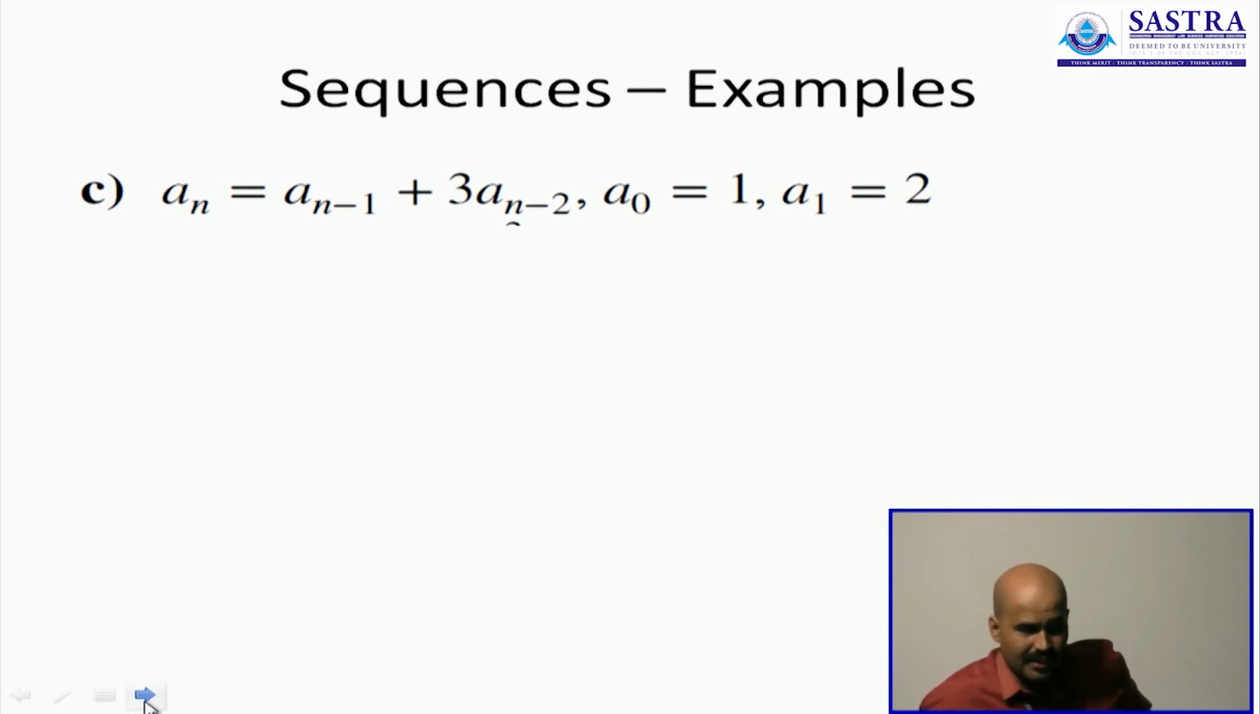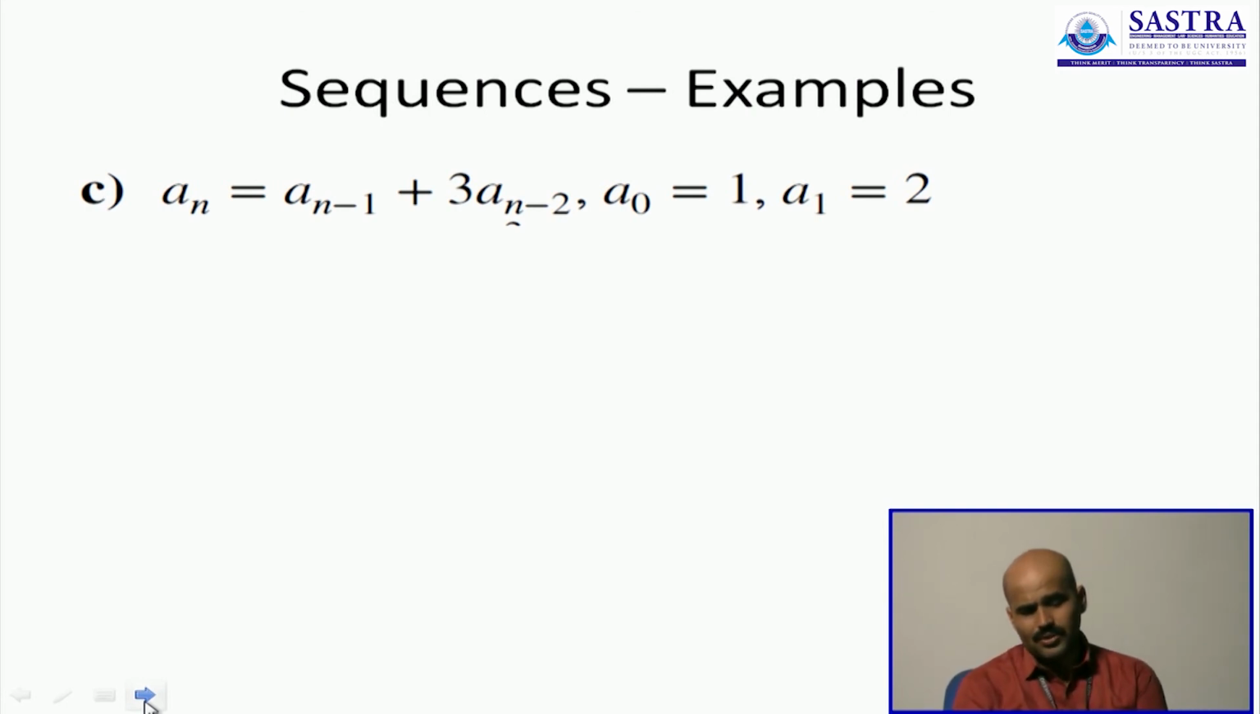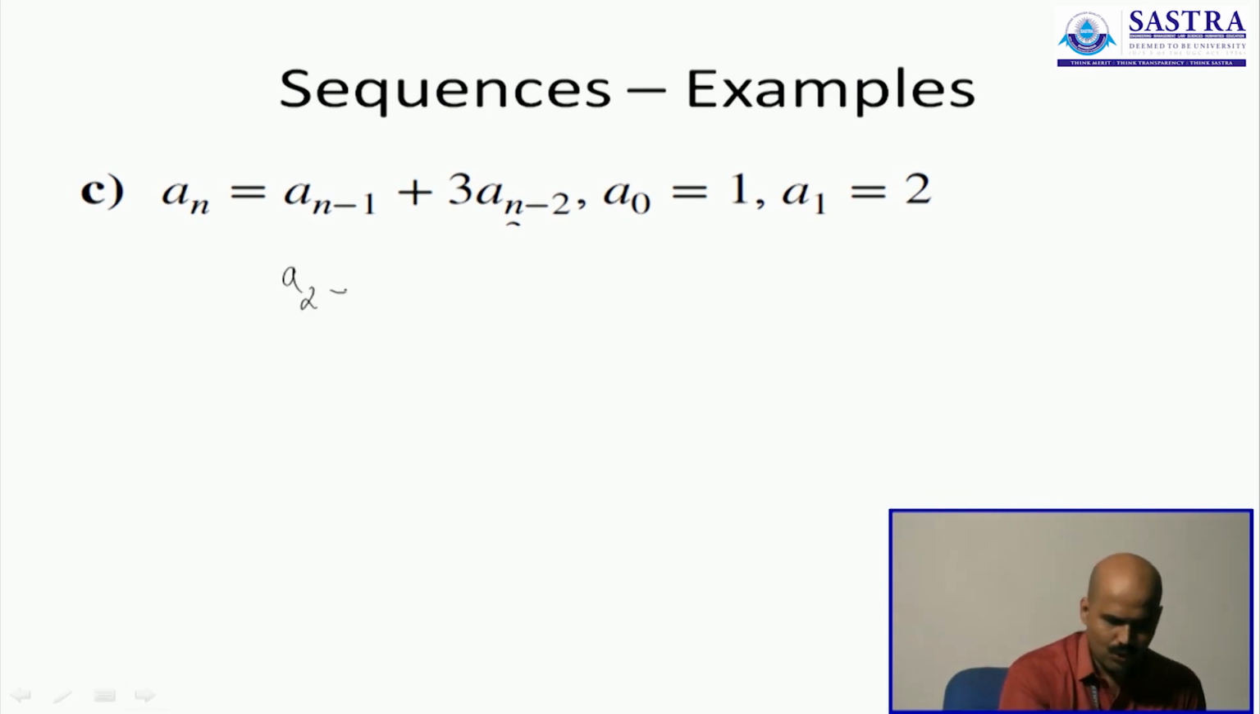Let's try a different sequence. Well, the definition goes on like this. An is An minus 1 plus 3 times An minus 2. So to get a term, you'll have to add the immediate previous term to the term at index n minus 2, after multiplication by 3. We know A naught is 1, we know A1 is 2. Let's try A2: A2 is A1 plus 3 A naught. A1 is 2, plus 3 times A naught, which is 1. So 2 plus 3 times 1 is going to be 5.